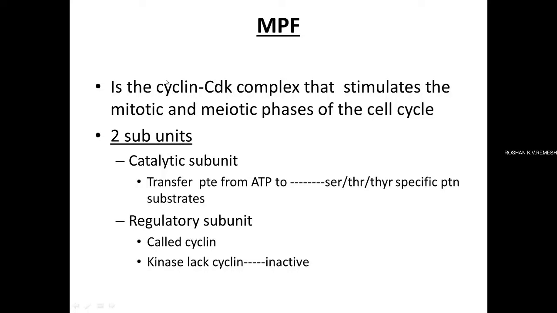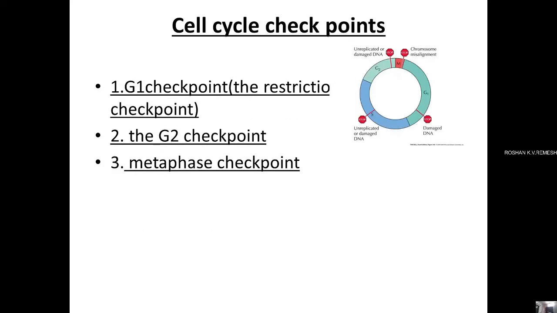See here, in this combination of cyclin and CDK, CDK is the catalytic subunit. CDK means cyclin dependent kinase. So this CDK is the catalytic subunit of maturation promotion factor. And coming to the regulatory subunit, that may be called cyclin. So both the regulatory subunit and the catalytic subunit join together to form this maturation promotion factor.